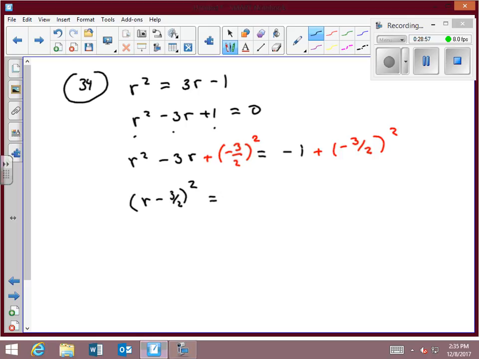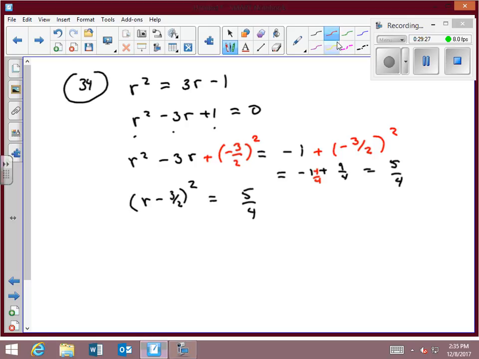And then the right-hand side, we're going to have to fool with this thing a little bit. Negative 1 plus 9/4, right? Then we're going to have to go 4 over 4 here. So we have a minus 4 plus 9 in the numerator, which is going to be what? 5 over 4. Is that right? So this is 5 over 4.